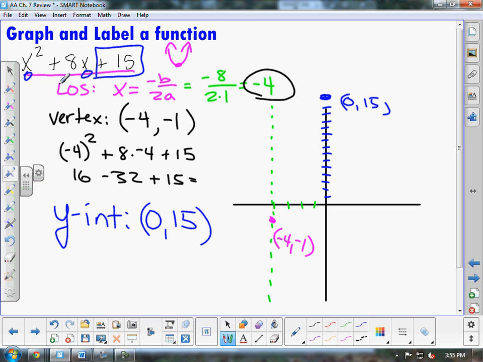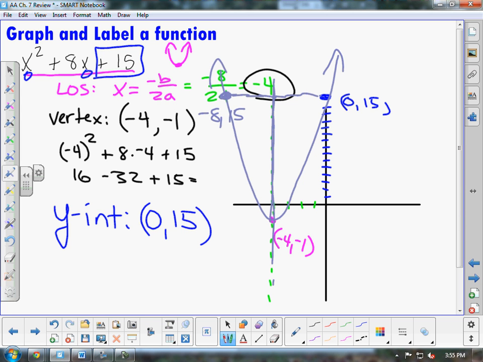And now, because you know this point for negative 4, negative 1, and 0, 15, and this is the line of symmetry here, then that means that there has to be a point on that side of it. So there's a coordinate over here at negative 8, comma 15 as well. And then you can draw this like so.